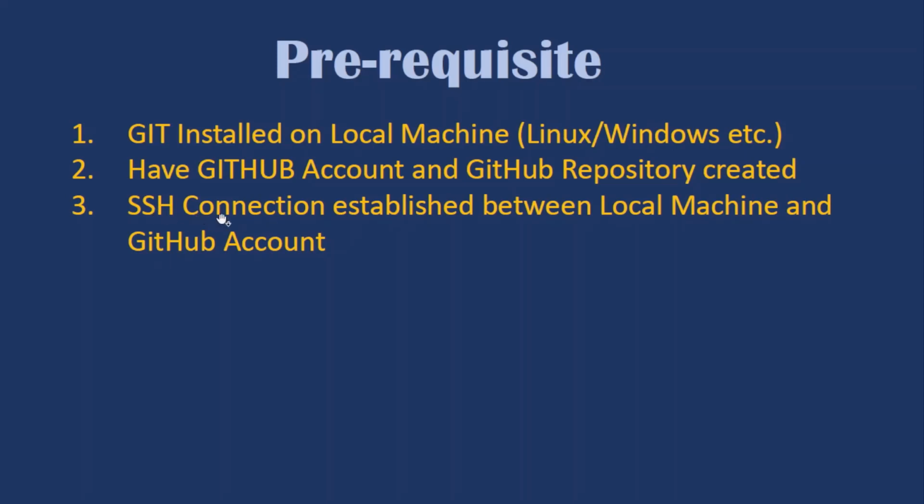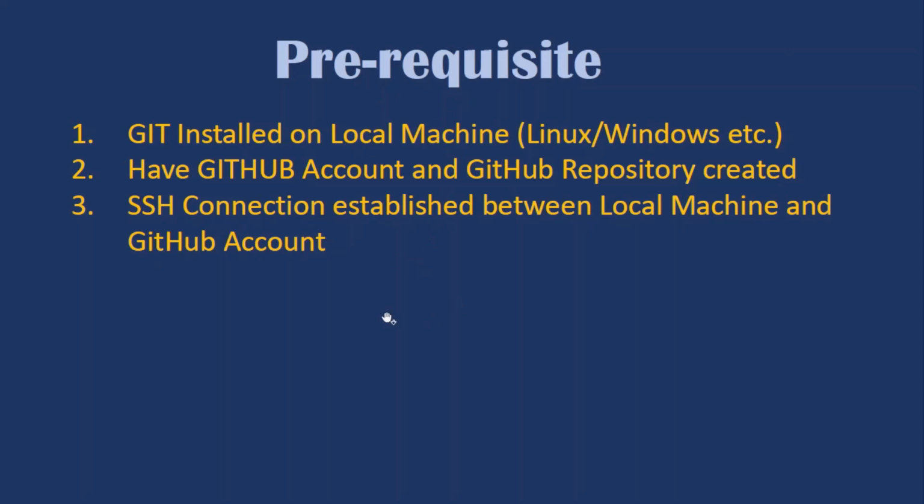Then the SSH connection should be established between your local machine and GitHub. So that connectivity should be there. Then only you would be able to pull files from the GitHub repository and push files to the GitHub repository from your local machine. All these steps I have explained in my previous video. I will share the link in the description section as well as show it as a card on the top of this video. All right.